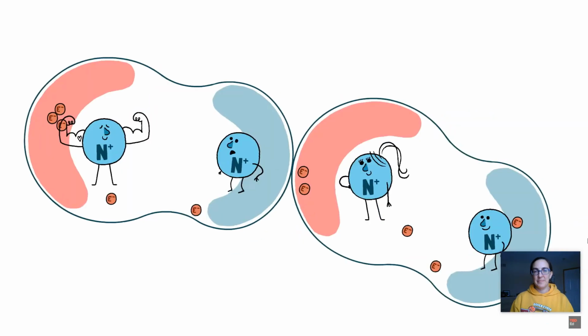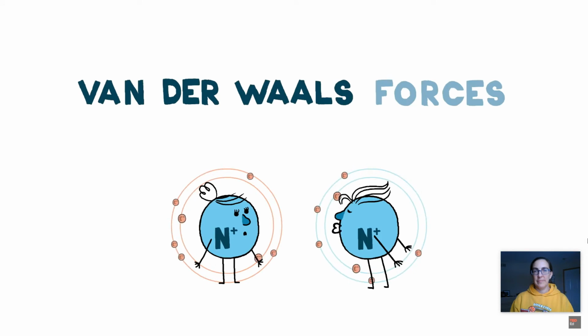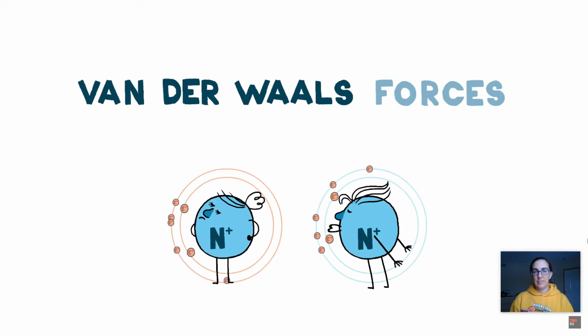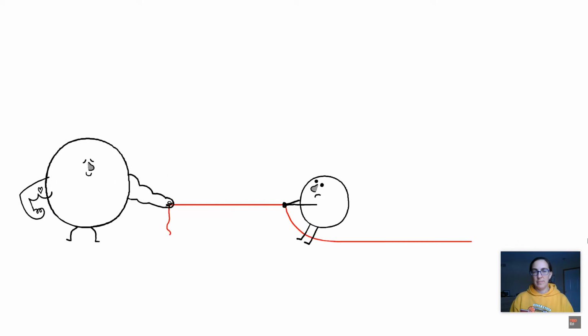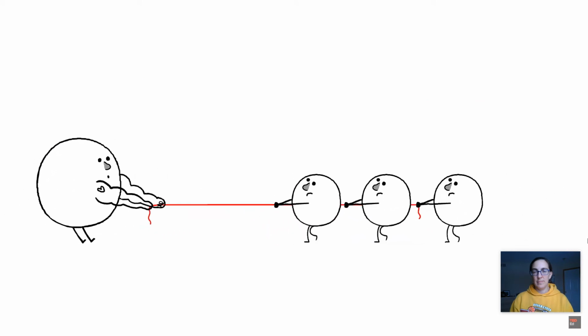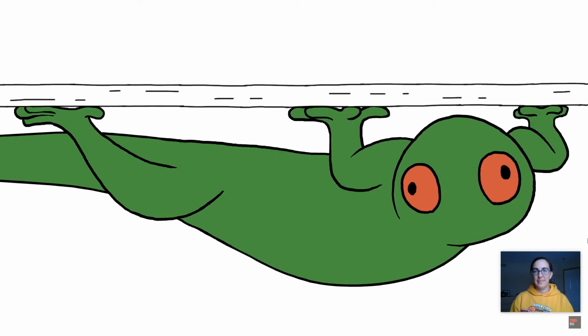That flicker of charge is enough to attract molecules to each other. Such interactions between uncharged molecules are called van der Waals forces. They're not as strong as the interactions between charged particles, but if you have enough of them, they can really add up. That's the gecko's secret.